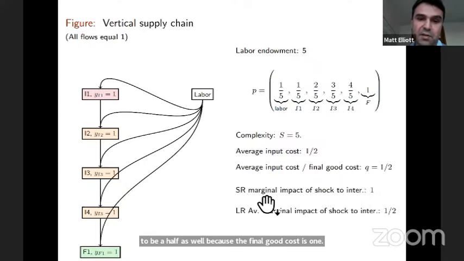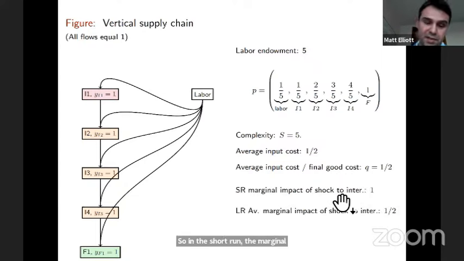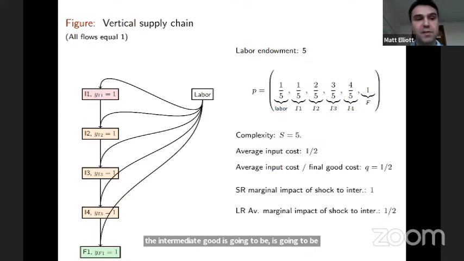So in the short run, the marginal impact of a shock to the intermediate good is going to be one. So if I reduce the output of any of these intermediate goods by a half, the output of the final good is going to reduce by a half as well.